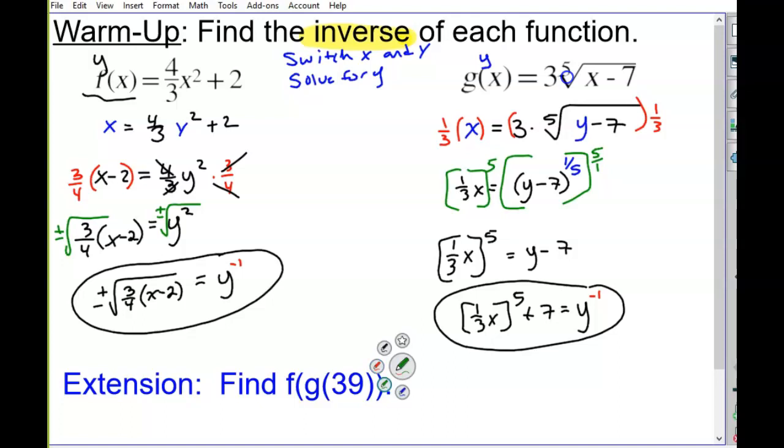We maybe should have called this g inverse, because technically that's what it was originally. It was the function of g. And then same thing here. This should have been called f inverse.